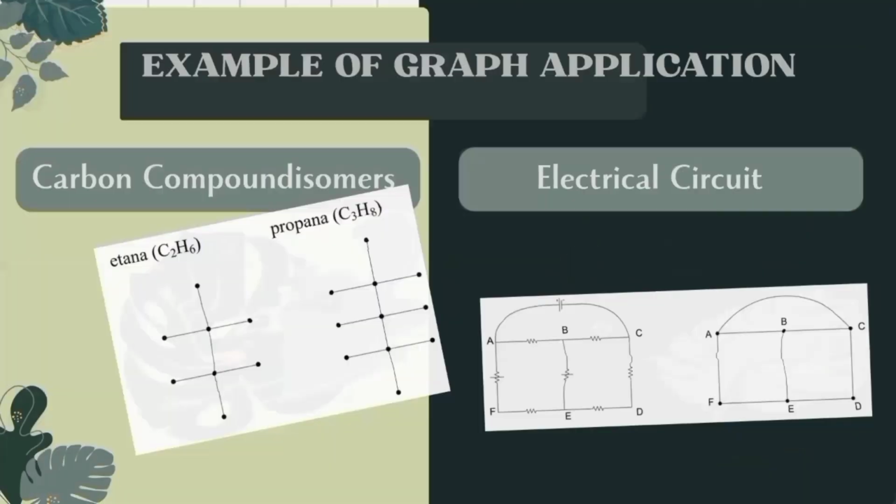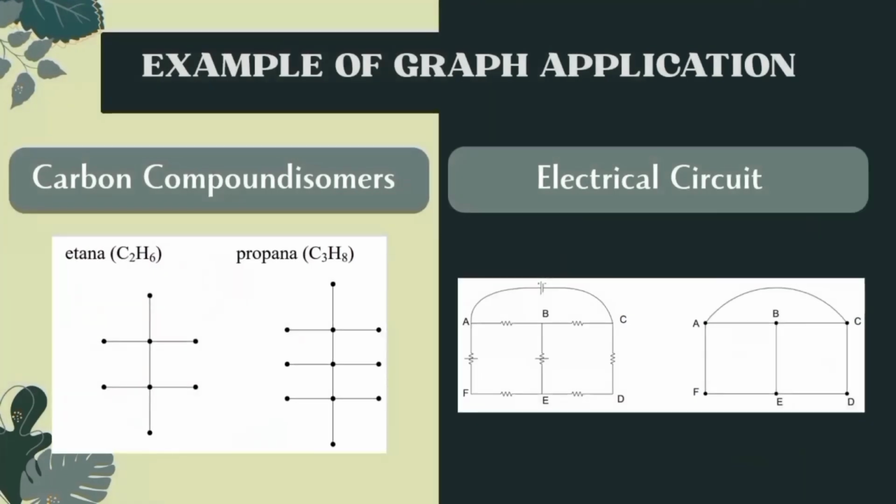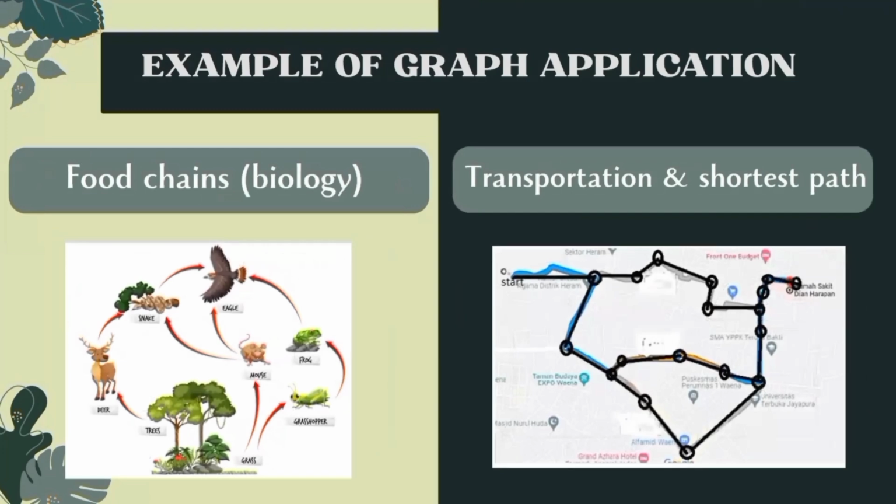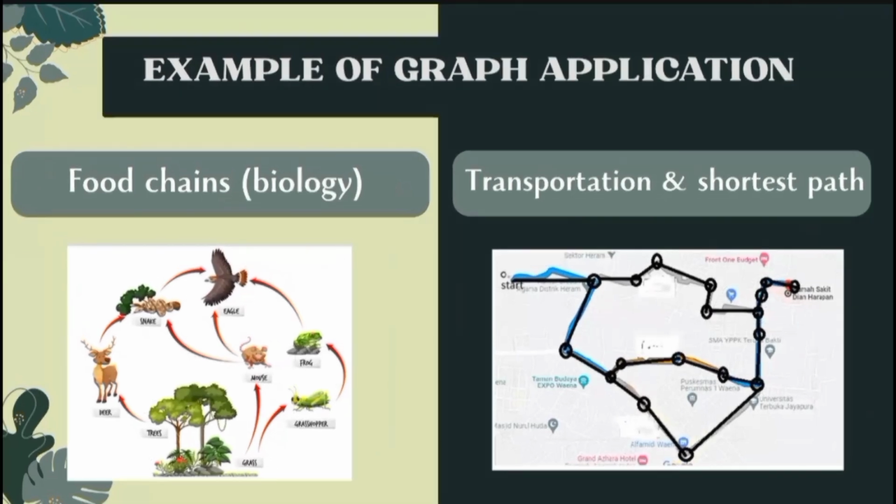Examples of the application of graphs in everyday life. First, carbon compound isomers. Carbon compound isomers are depicted as graphs, with atoms as points and bonds between atoms as lines. Second, electrical circuits. Electrical circuits are modeled as graphs, with electrical components as points and wires as lines. And third, food chains in biology. Food chains are represented as graphs, with organisms as points and energy flow as lines.